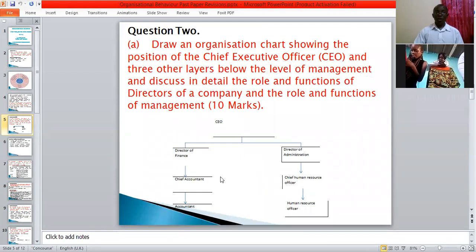Then I also thought the director of finance here can have the chief accountant. That is another level of administration. Then the chief accountant had an accountant. So the 3 levels of management, I'm done with the other side. Then here, I've also put the 3 levels of management. I've put the director of administration, the chief human resource officer and the human resource officer there. This one is reporting to this one, then this one is reporting to this one, and finally, these are reporting to the chief executive. That's the approach you can pick in organization behavior as well as in management.